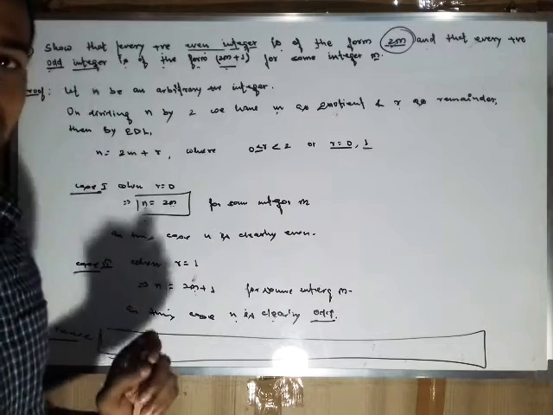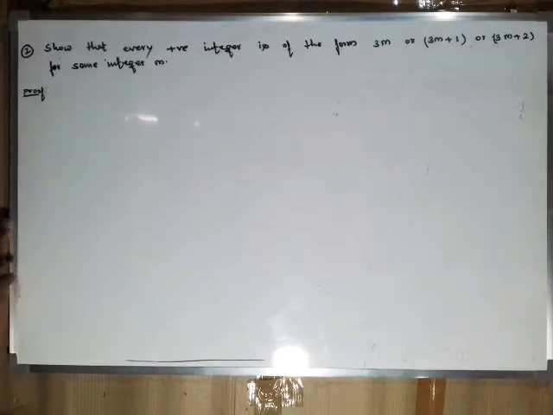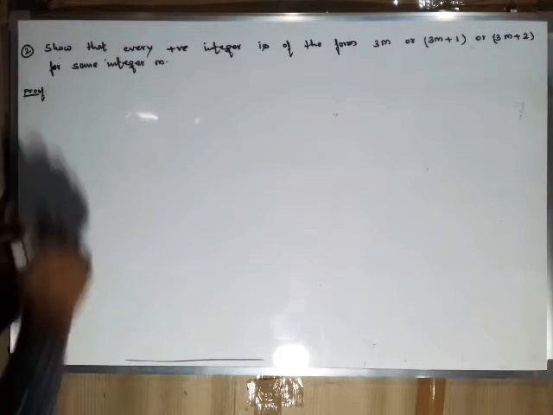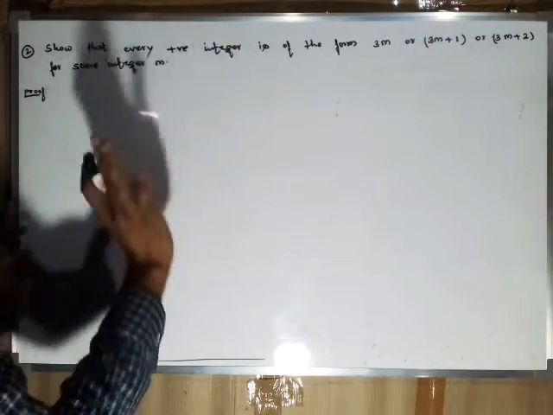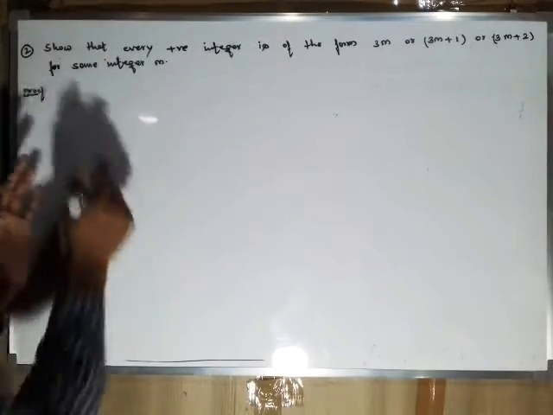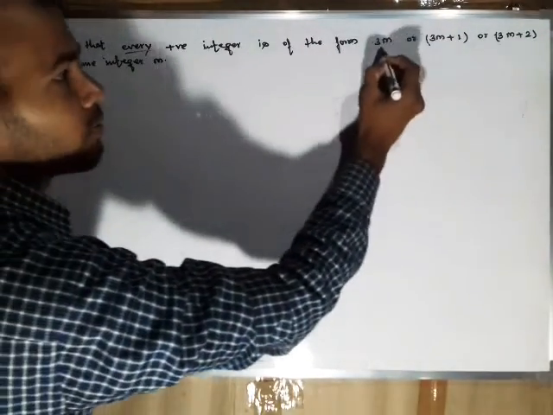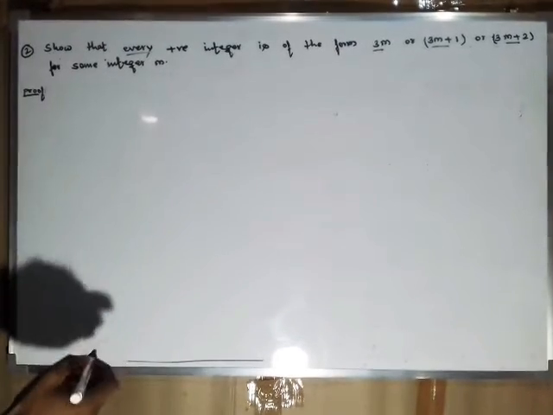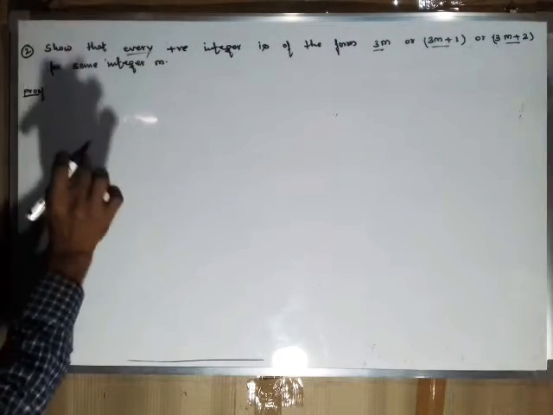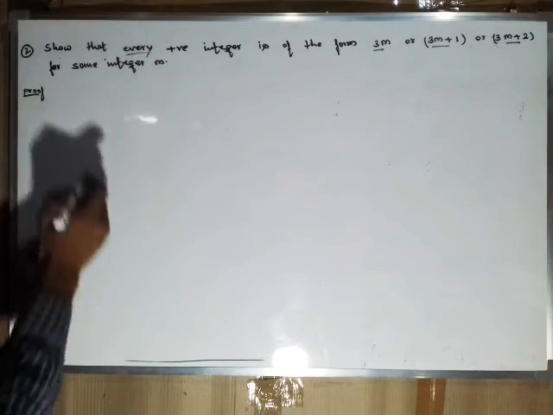Is there any problem? No problem. Now, for next, proceed. Now here is the second application of Euclid's division lemma: show that every positive integer, not only even, not only odd, but totally combined, every positive integer is of the form 3m or 3m plus 1 or 3m plus 2 for some integer m. Before this, we proved every positive even and every positive odd, but here is the complex one, every positive integer.